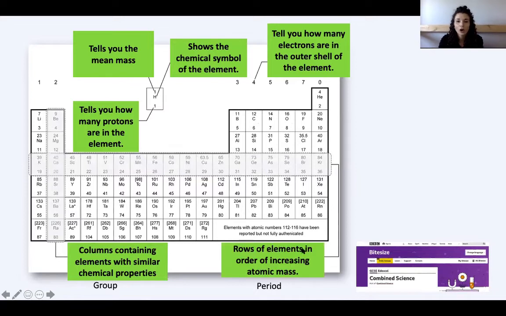And we've got rows of elements of increasing atomic mass. As you go along the rows, the atomic mass gets bigger and bigger, and we call those periods. The periods tell us how many shells an atom will have. So we know that everything in this first period, hydrogen and helium, will just have that one shell. Then as you go down and increase in period number, the number of shells in the atom will increase. So the atoms get larger as you go down the periodic table.